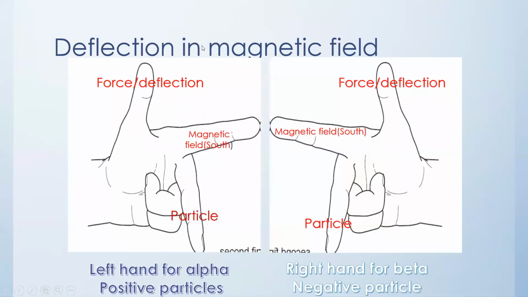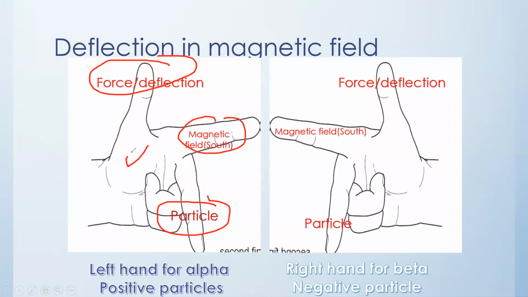Then, deflection in a magnetic field for alpha and beta. For alpha, we will use the left hand, and for beta, we'll use the right hand. Index finger points towards south, the second finger represents the direction of the particle, and the thumb will show the direction of force or deflection. So remember, for alpha, you will use the left hand, and for beta, you will use your right hand.